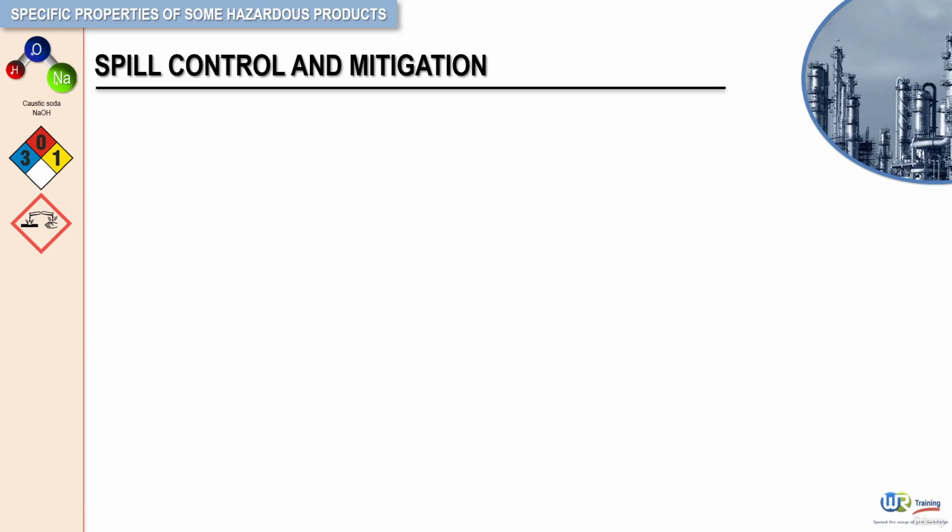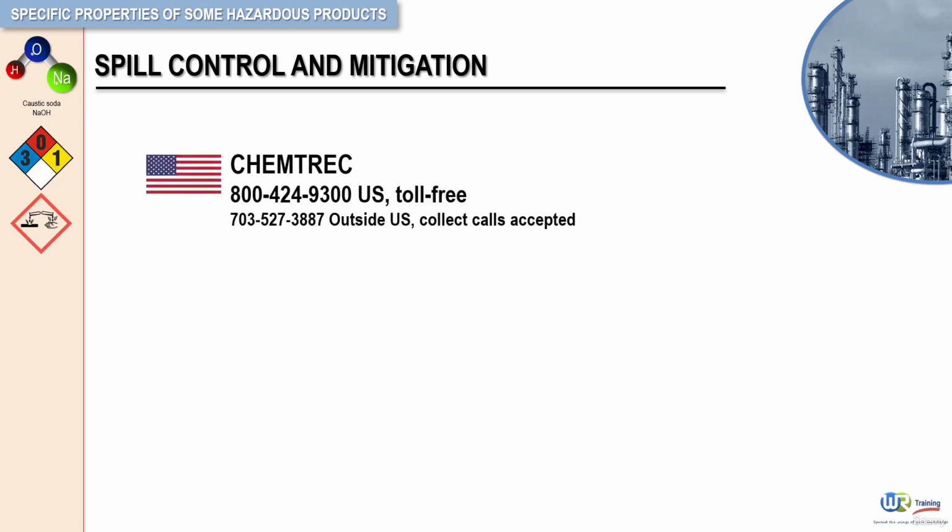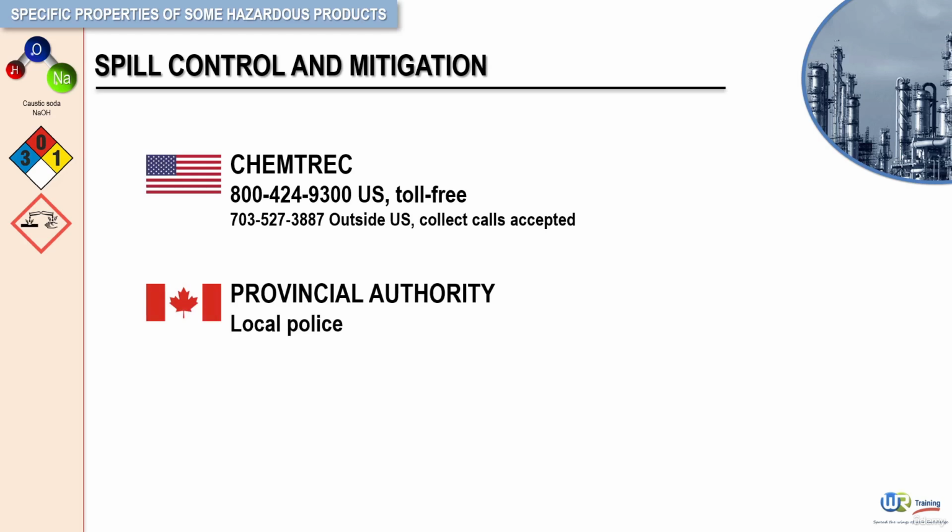Now, even when operators attempt to follow approved methods and procedures, spills and releases may occur. The amount of caustic and the circumstances surrounding the release or spill will dictate the reporting requirements. Depending on your location, releases or spills must be reported according to federal, state, provincial, and/or local government regulations. For example, for transportation-related incidents within the United States, Chemtrec should be notified. In Canada, the local provincial authority, usually the local police, must be notified immediately.